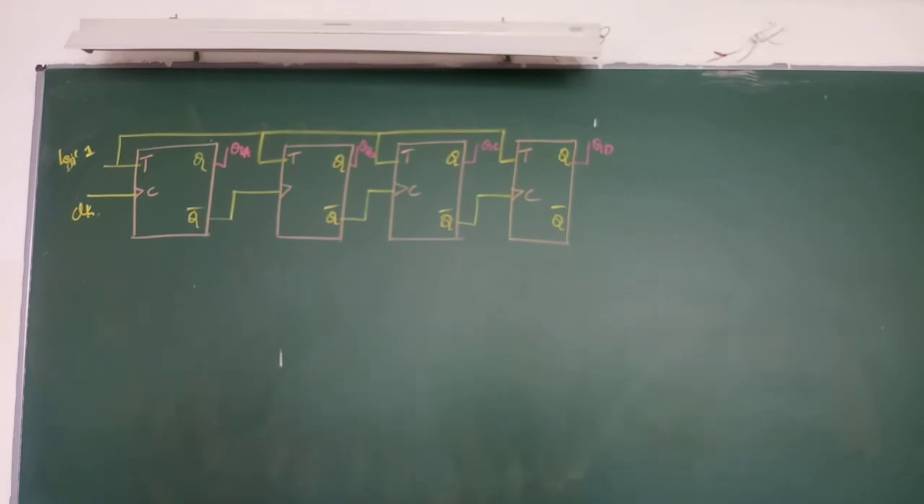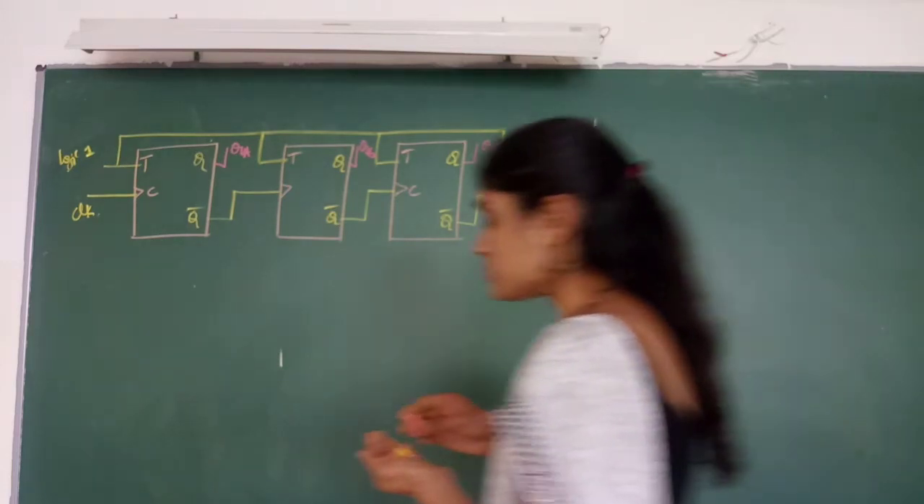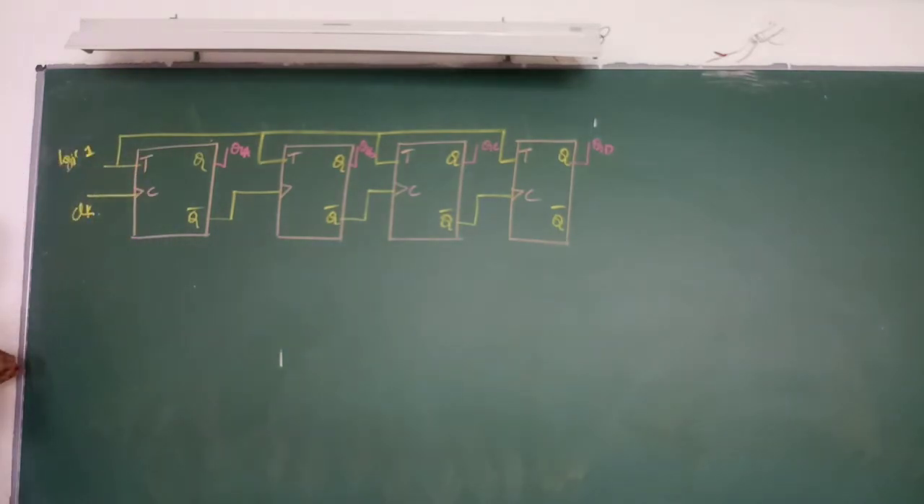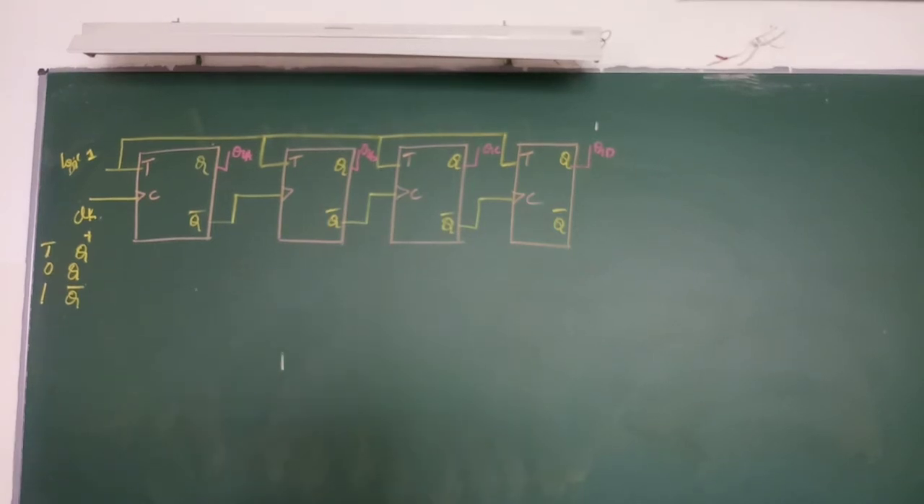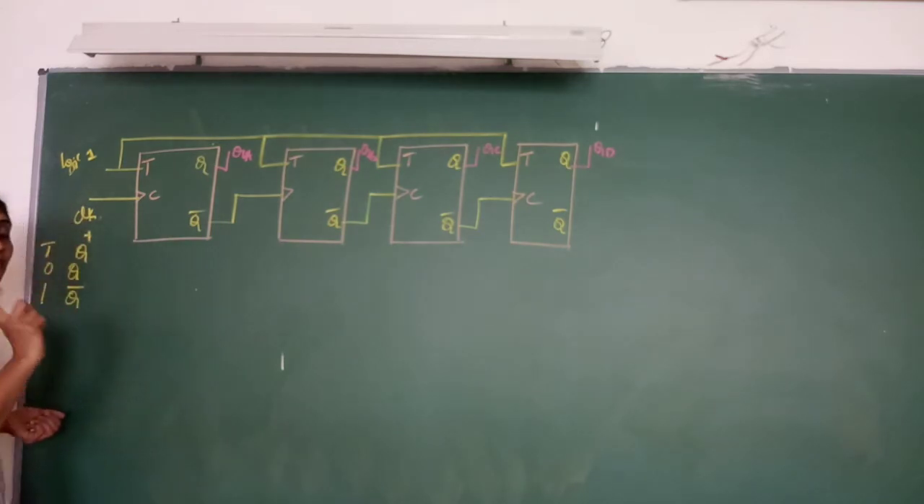See what output we should get here. We are designing a mod 16 counter, so we should get 16 different states from this circuit. Now the T flip-flop function table: if T is 0, the next state is the same as the previous state. If T is 1, the next state is the complement of the previous state. Now we have given T as 1, so no doubt all the flip-flop outputs will be complemented on every clock pulse.